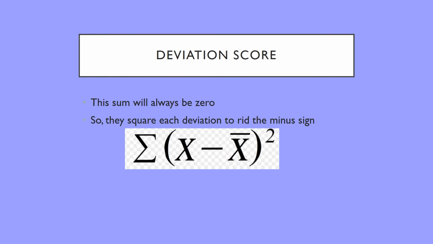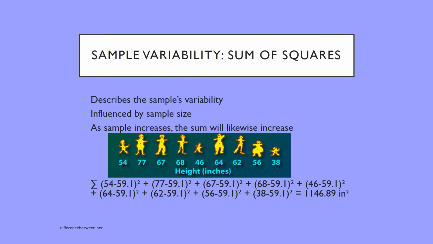You find when we sum all the deviation scores, that number will always be 0. So we square each deviation to rid the minus sign. This is the formula found on the slide as seen. The sum of all the deviation scores squared is called the sum of squares. This number describes the sample's variability. This slide shows the equation for determining the sum of squares in the example of the heights. In this case, the sum of squares is 1,146.89 square inches.